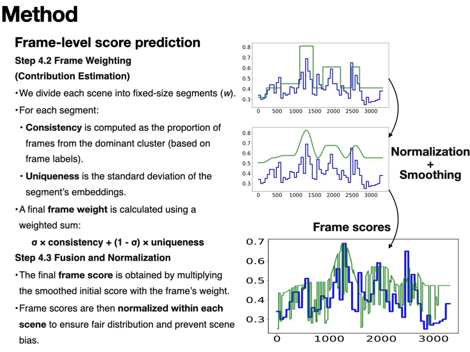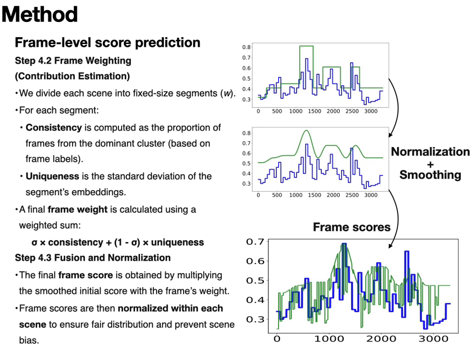Step 2. Frame weighting. We divide each scene into fixed size segments of size W. For each segment, we compute the consistency and uniqueness, where consistency is computed as the proportion of the frames from the dominant cluster based on the frame labels, and uniqueness is the standard deviation from the segment's embedding. A final frame weight is calculated using a weighted sum of the consistency and uniqueness, governed by the parameter sigma.